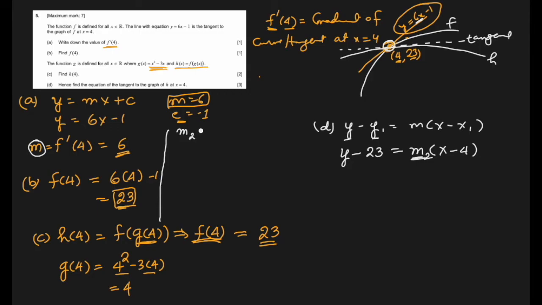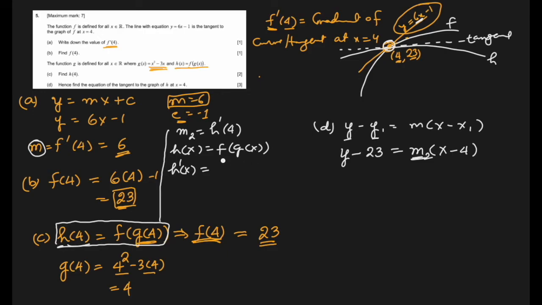So m2 will be h prime 4, isn't it? We know h(4), but we don't know h'(4). So we'll have to differentiate this. Let's do the normal relationship first: h(x) is equal to f of g(x). So h'(x) will be the normal chain rule. First you differentiate the whole function, which will be f'(g(x)), and then multiply it by the differentiation of whatever was inside that function. We have g(x) inside the function.